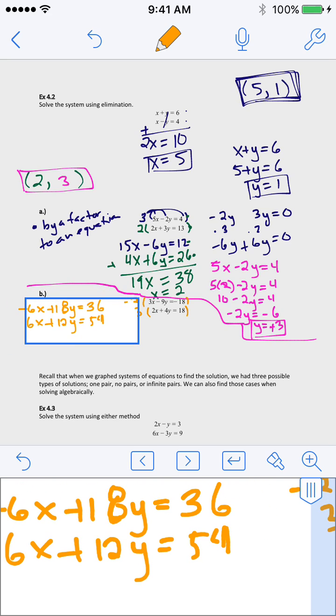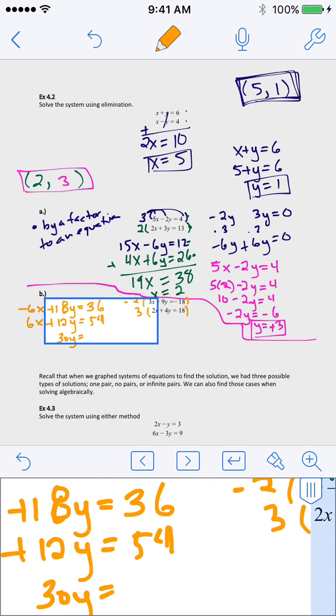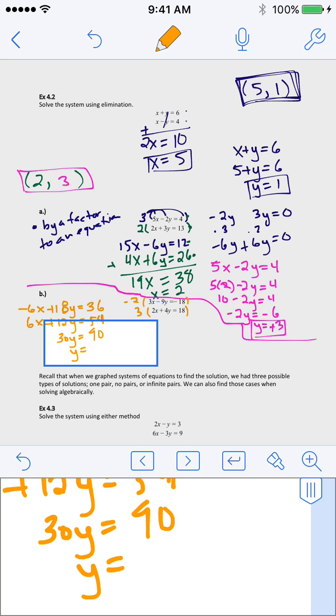The x's cancel. I end up with 30y equals, I believe, 90. Yep, 90. Or y equals 3. And there's my first half.